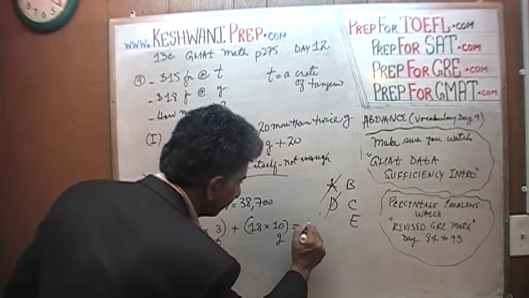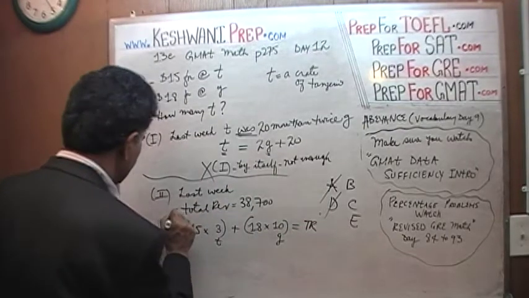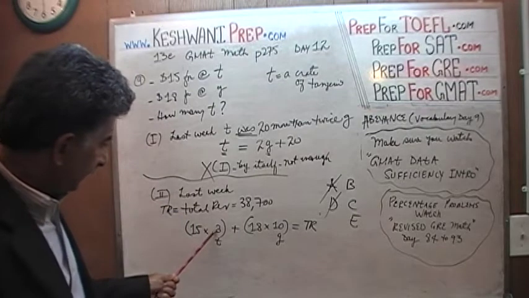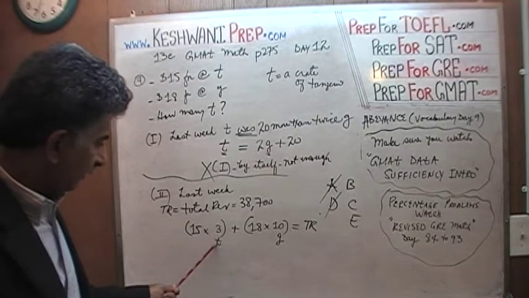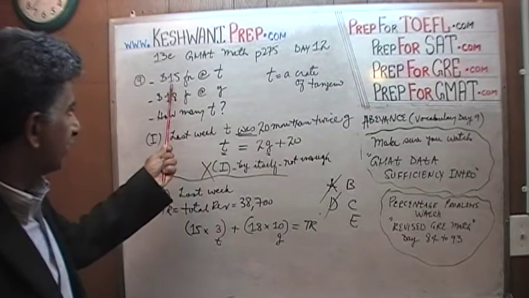This is his total revenue, right here. T represents how many crates of tangerines he shipped. So if he shipped 3 of them, his total revenue would have been 3 times 15, because he gets $15 for each one of them.